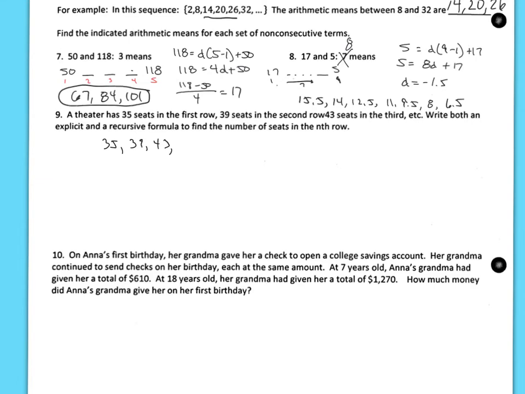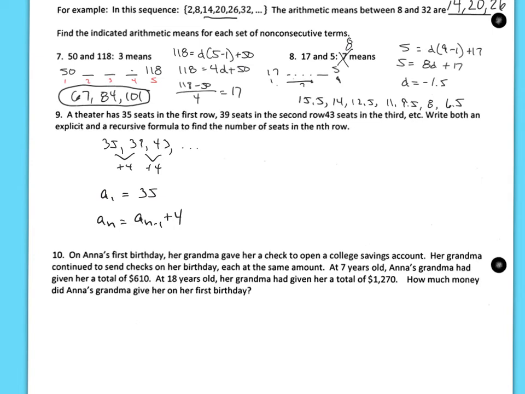So we're going to write recursive and explicit, and it never goes away. So it looks like add 4, add 4. I'm going to do the recursive first. So a sub 1 equals 35. And all the terms after that are the term before it, a sub n minus 1 plus 4.